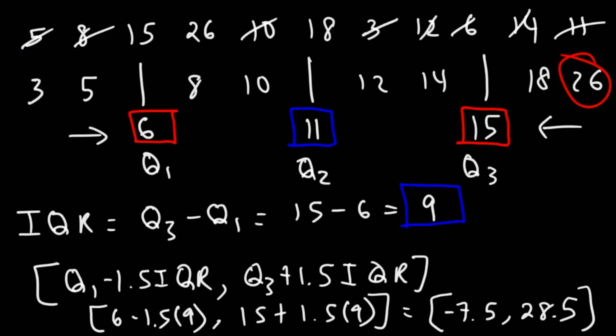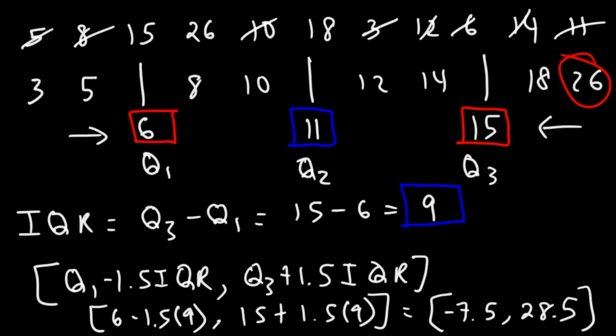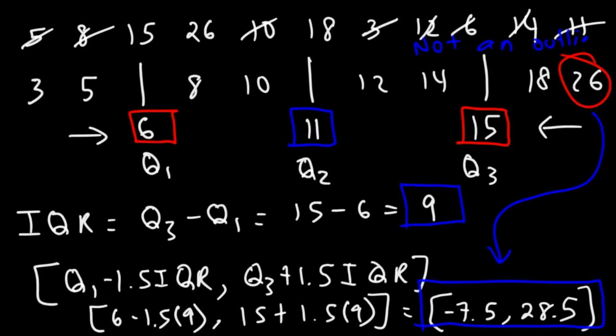Now an outlier will be any number in this list that is outside of that range. So is 26 outside of this range? 26 is in this range. Therefore, 26 is not an outlier. Now, if this was 29, then it would be an outlier.